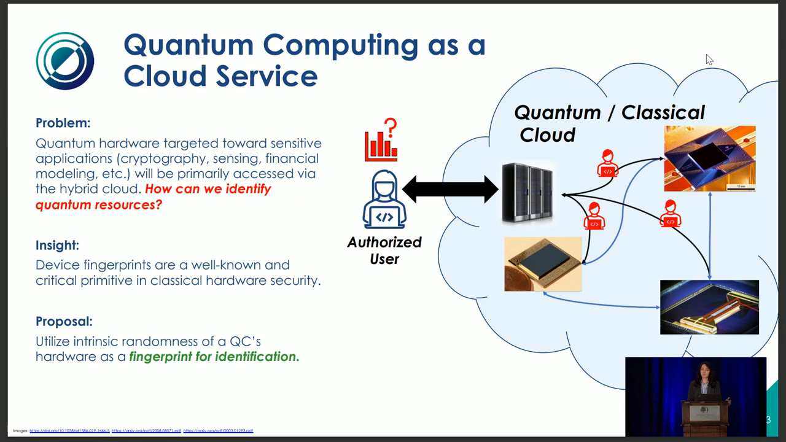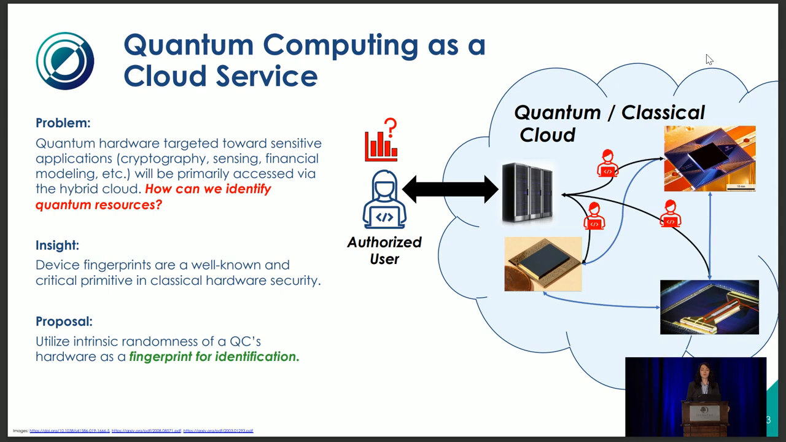When we think about these highly sensitive applications, we want to make sure that we are targeting the correct device and that we are running our algorithm on the device that we anticipate. So how can we identify these quantum resources? We have fingerprints in our classical hardware security tool belt, so can we apply that to the quantum space? The proposal in this work was to use the intrinsic randomness of a quantum device, something specific to each instance of quantum hardware, that we could use as a fingerprint for identification.